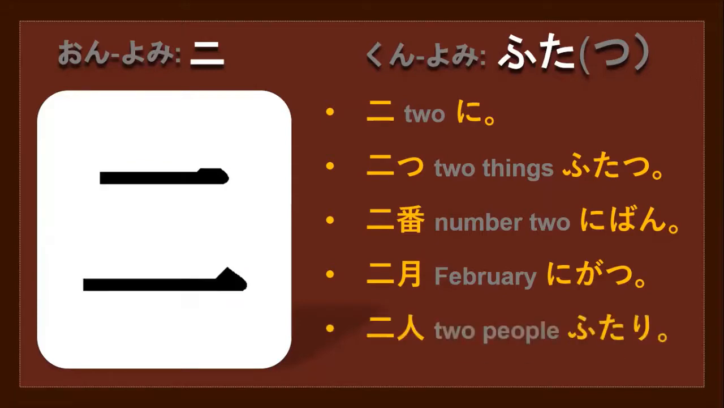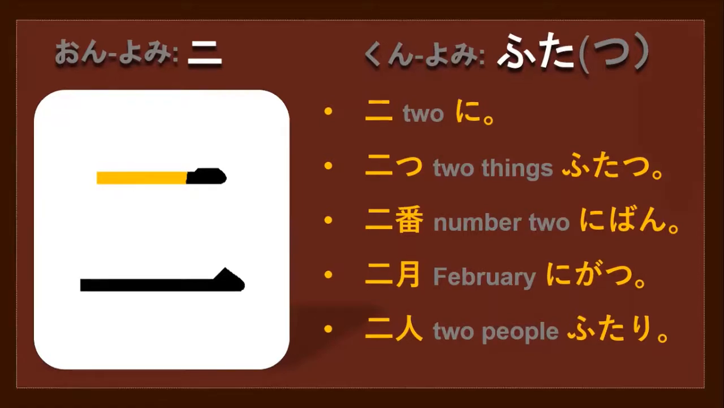Okay, and 2 people is 二人, futari. Yeah, 二人. Very good, futari. So this was the second kanji. Now let's look at the third kanji. Number 3. Okay, so this is easy.